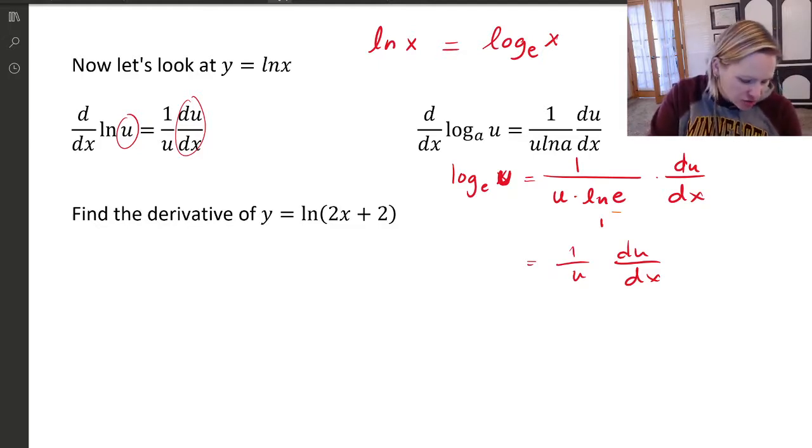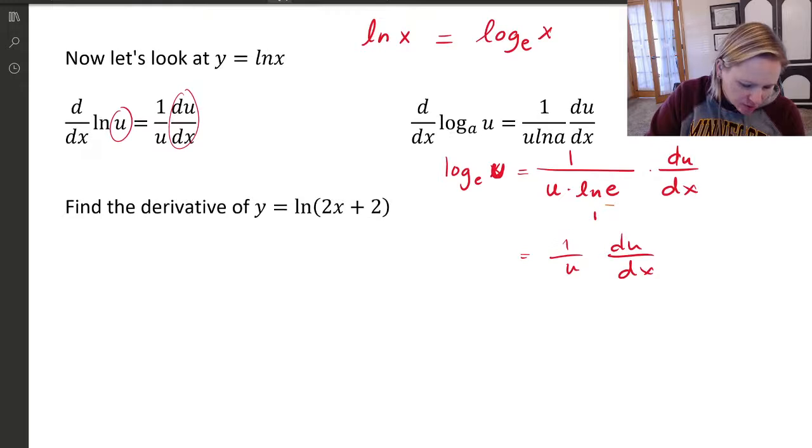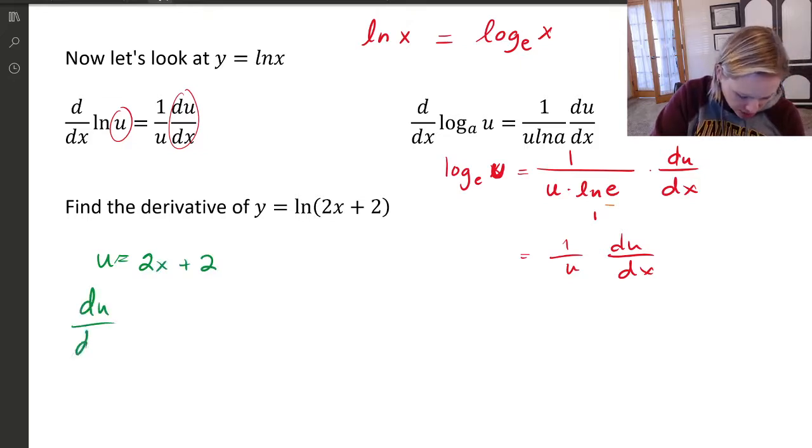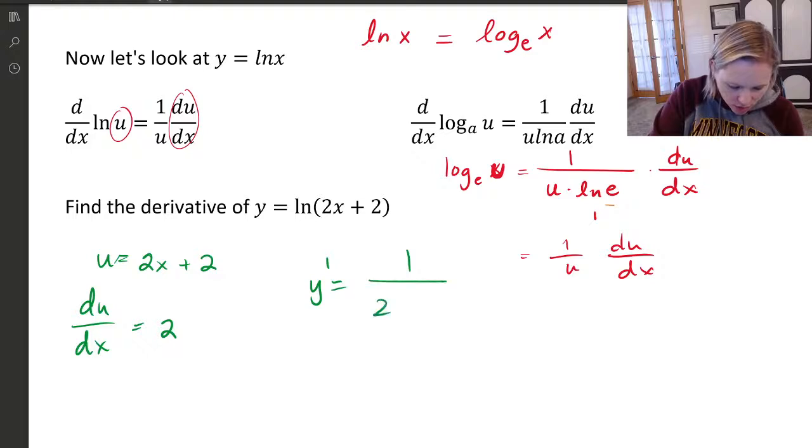So let's go ahead and find the derivative here of this first example. So I'm going to identify what u is. U equals 2x plus 2, which means du dx is just 2. So here we go. I'm going to plug it in. The derivative says it's 1 over u, so y prime equals 1 over 2x plus 2 times du dx, times 2. So now I'm going to simplify.